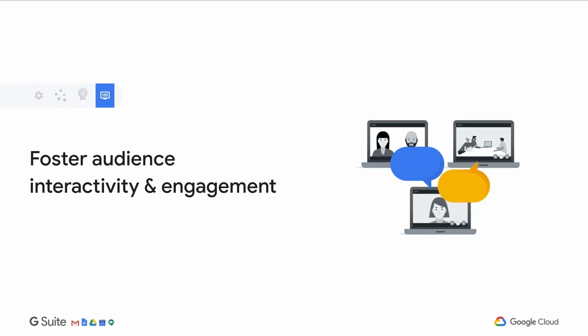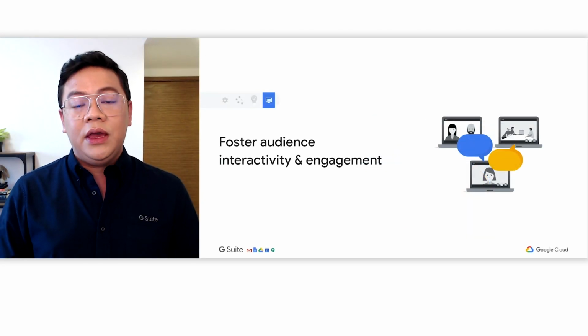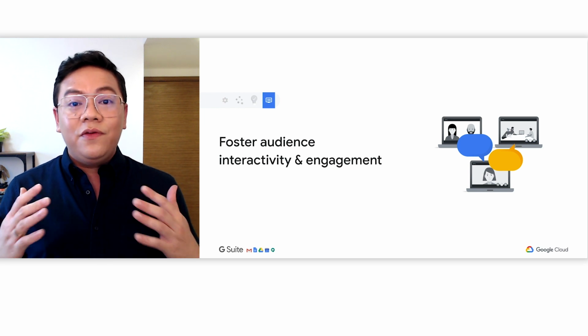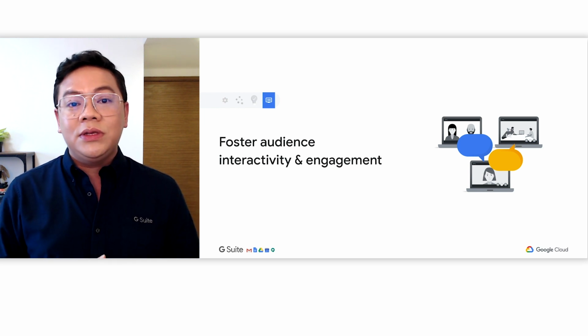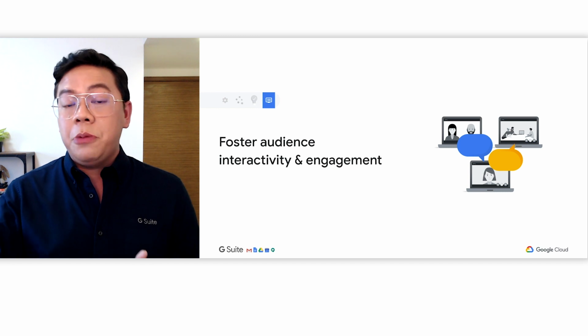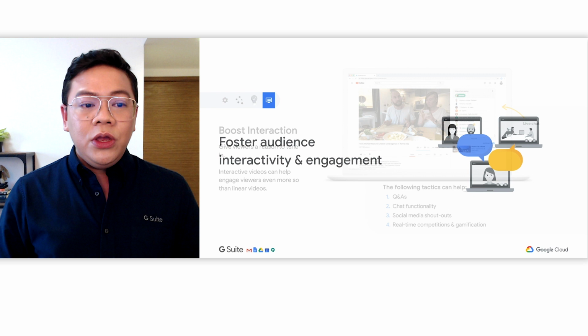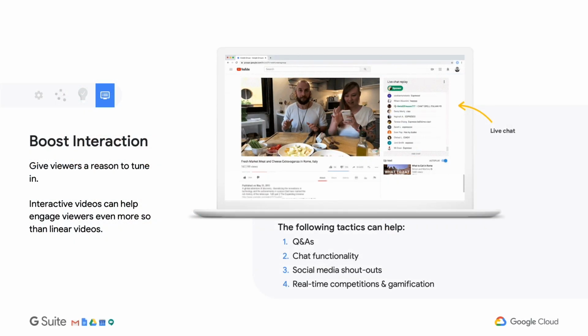Lastly, foster audience interactivity and engagement, something that is very hard to gauge when you are doing an online event. Sometimes you feel that you're really alone and you don't have a sense of whether or not your message is resonating well with your audience. So how do you do this? You can actually boost interactions by giving viewers reasons to listen. Interactive videos can help engage viewers even more so than linear videos.